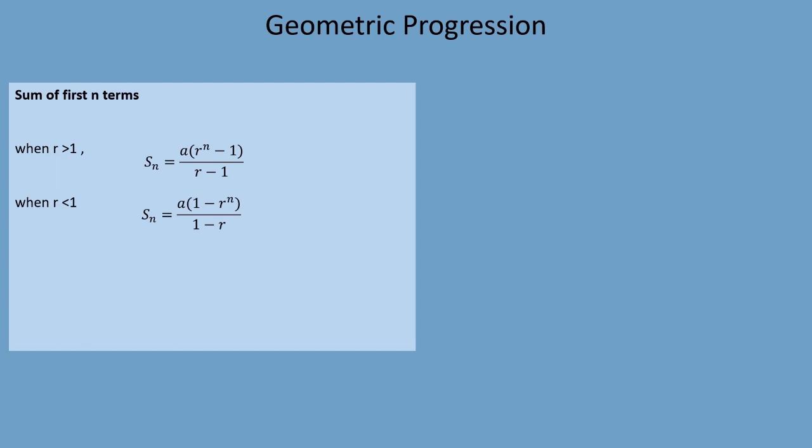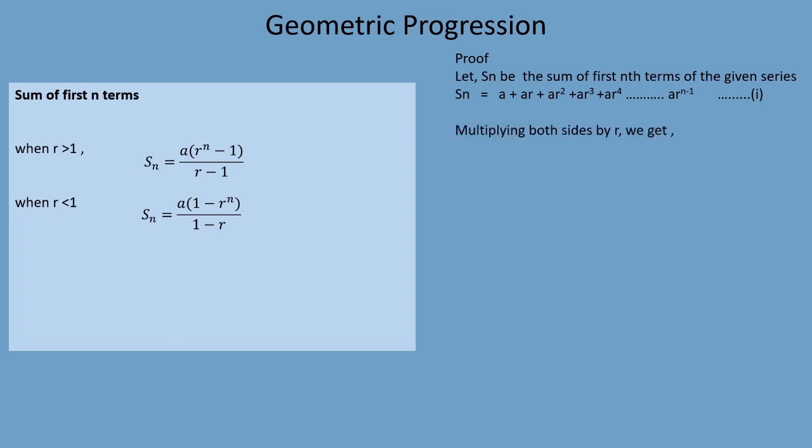Proof. Let Sn be the sum of the first n terms of the given series. Sn is equal to A plus AR plus AR square plus AR cube plus ... plus AR to the power n minus 1, equation 1. Multiplying both sides by R, we get R Sn is equal to AR plus AR square plus AR cube plus ... plus AR to the power n, equation 2.